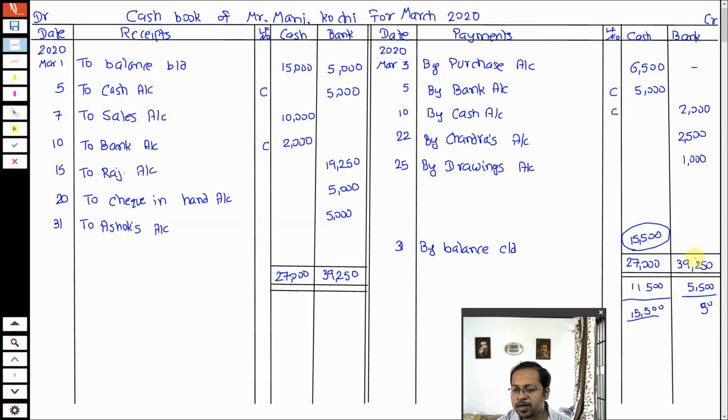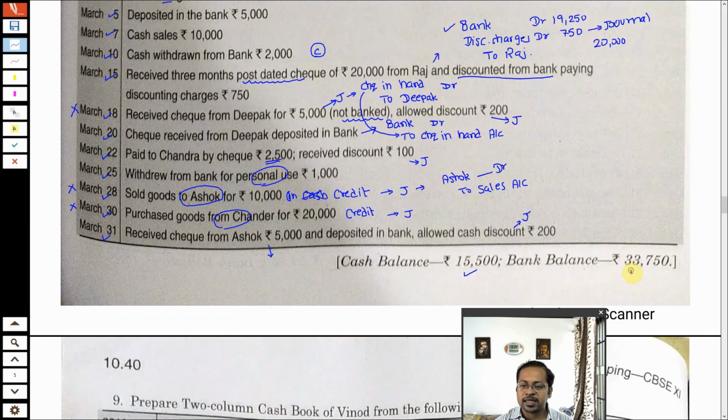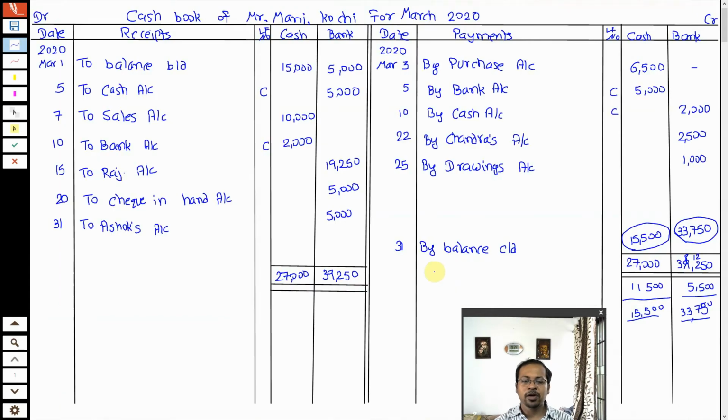So 2 will become 12 minus 5 is 7, 9 will become 8 minus 5 is 3, and 3 was already there, so I got 33,750 as the bank balance. Yes, it is correct, 33,750. So I hope you are absolutely clear about this question of cash book. Okay, so with this we complete the question of cash book, and if you have any doubt then please let me know.